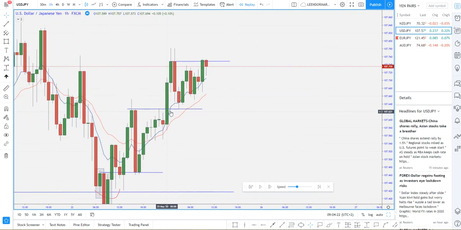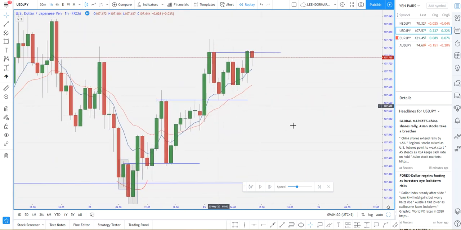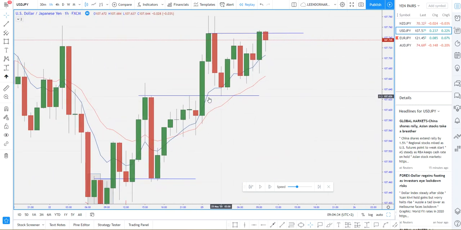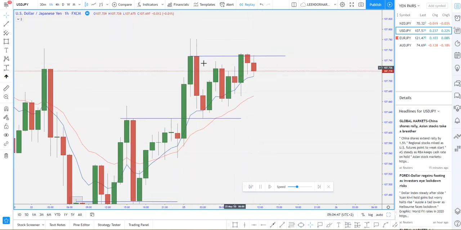So you can use these types of levels for your re-entry. So imagine if you set a pending order there. You have to calculate your spread when you set your limit. So if you've got a spread of 2, then you literally have to raise up this pending order by 2 pips so that you get an absolute entry. So you can basically use these levels for entry points.